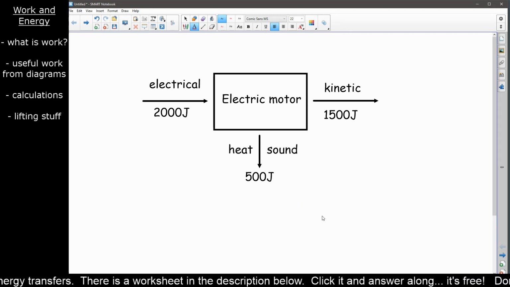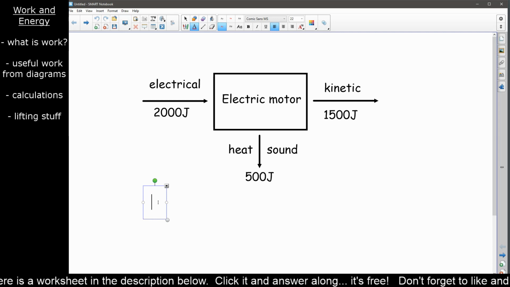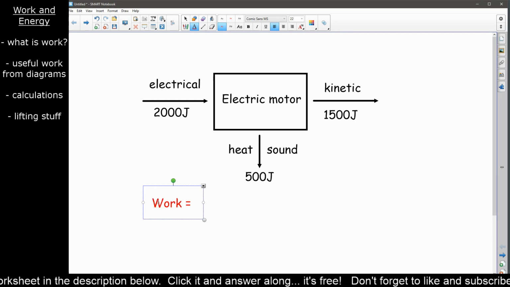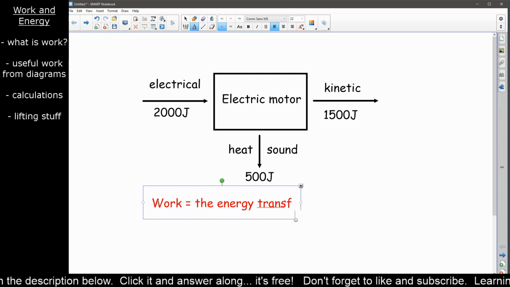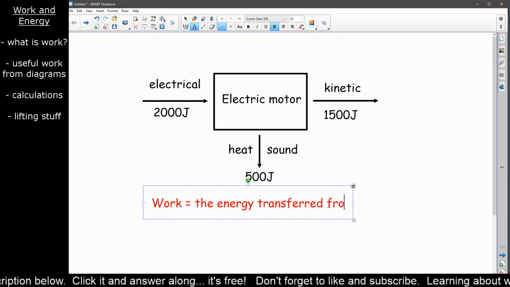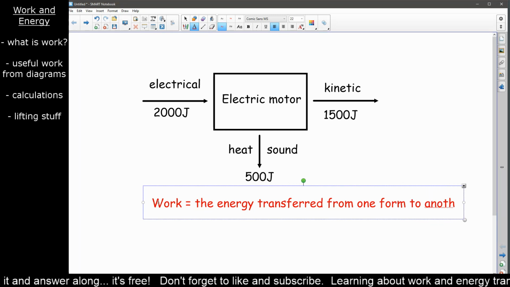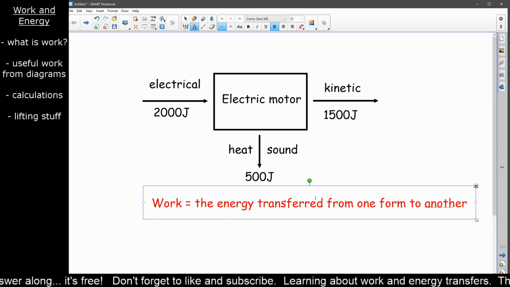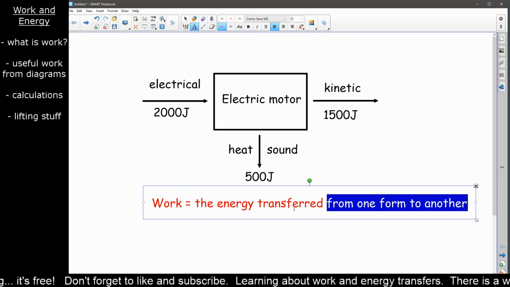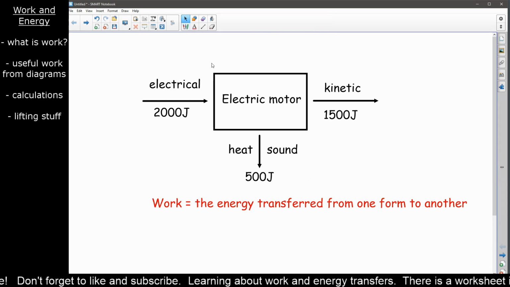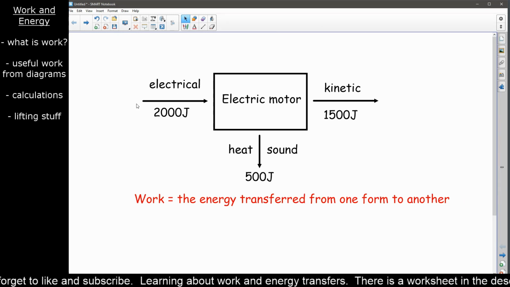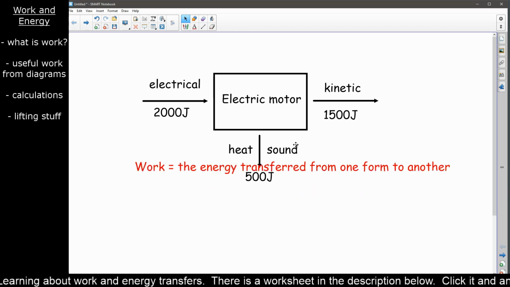Now what we want to talk about though is what is work done. Work is defined as equal to the energy transferred from one form to another. Normally we just don't bother with the "from one form to another" bit, we just say work is the energy transferred. Which isn't particularly interesting because the energy transferred here is 2,000 joules in and 2,000 joules out, so 2,000 joules of work has been done. And that is absolutely true, but not what we're interested in tonight.